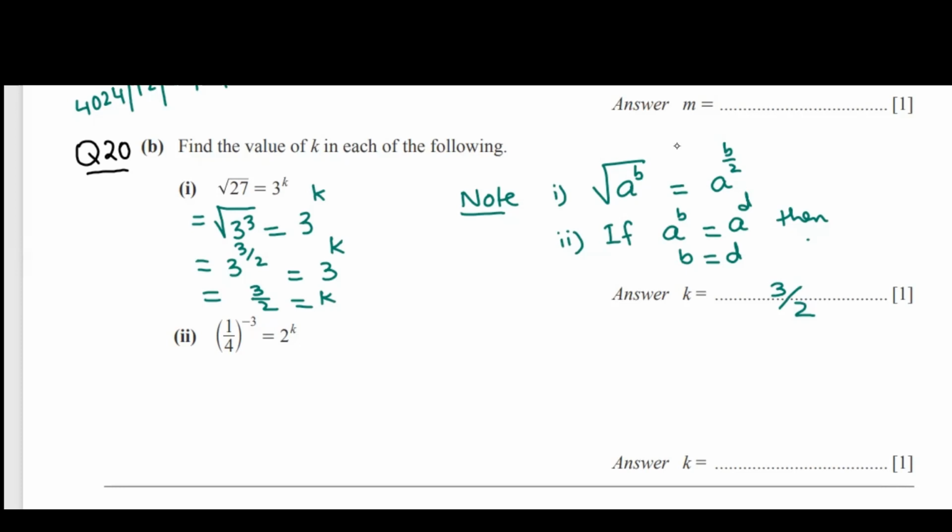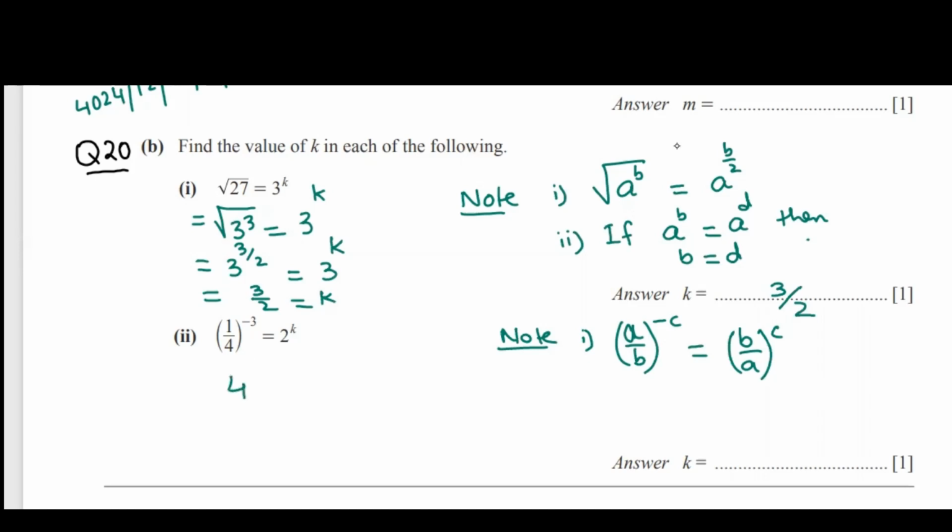You have to take the reciprocal of 1 over 4. When you take the reciprocal, the negative sign will be converted to positive. So the note here is: if a over b is raised to power minus c, it will be b over a raised to power c. So you are going to take the reciprocal here to convert this negative sign into a positive.